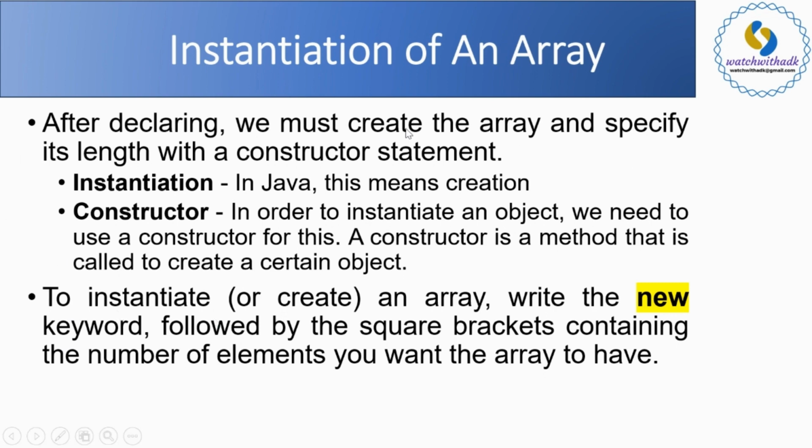So after declaring, we must create the array and specify its length with a constructor statement. Instantiation means creation in Java. In order to instantiate an object, we need to use a constructor for this. A constructor is a method that is called to create a certain object. To instantiate or create an array, write the new keyword followed by the square brackets containing the number of elements you want the array to have. So once you have declared the array, you have to use this new keyword to instantiate it, and you also have to provide the size of the array.